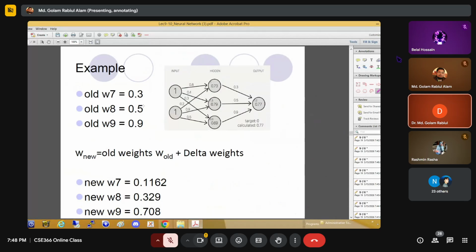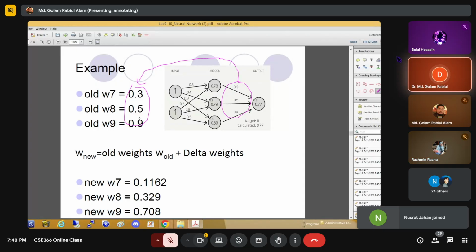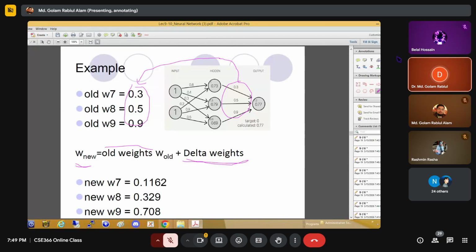So these are our old weights, and we know the value of the delta weights. Then we need to change them. The new weights will be the old weights plus the delta weights. Sometimes we also multiply the delta weights by the learning rate, LR. Here we have considered the learning rate to be 1. This is impractical; practically, the learning rate will be maybe 0.0001, 0.001, or at least 0.01.